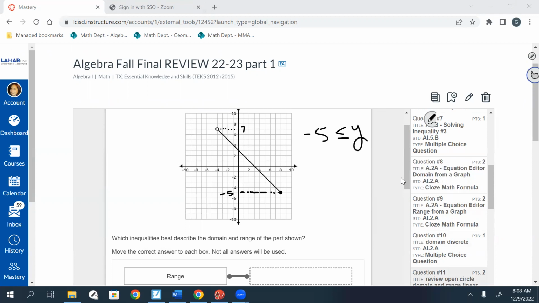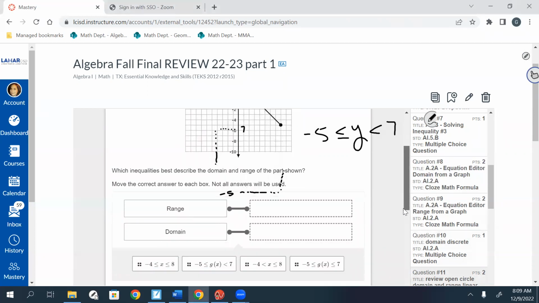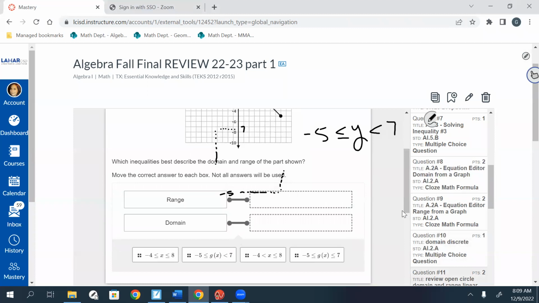And then now I go up to the top and I see the number that it's at is 7. And it's got an open circle, so it's just going to be a plain less than. Okay, and then you'll follow the same process to do the domain, except instead of looking at the y's, you will be looking at your x coordinates there. So for the range, it should be between -7 and 5.